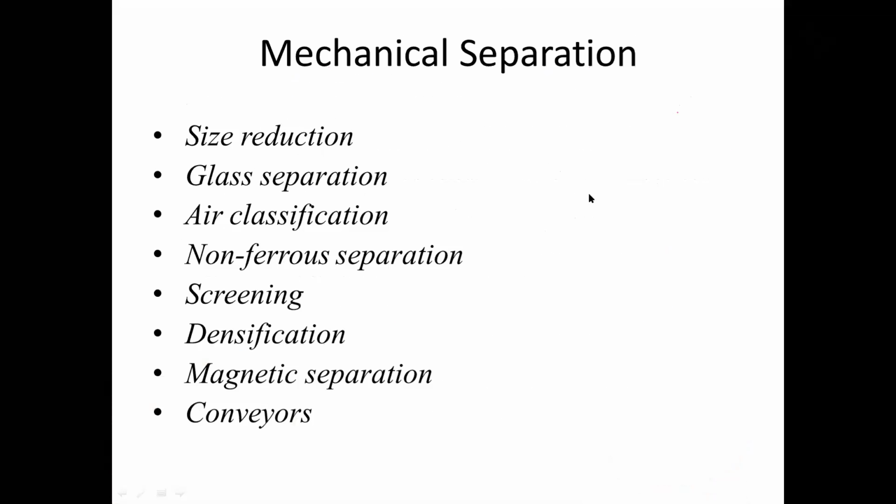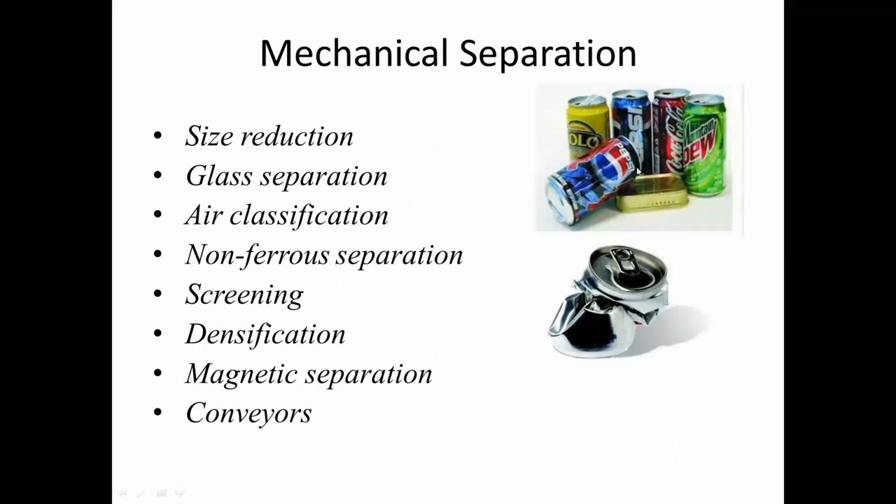Then you have mechanical separation. Mechanical separation involves size reduction, where you are reducing the size. Then you have glass separation, air classification, and non-ferrous separation. Of course, magnetic separation is there. Instead of magnetic separation, what you are doing here is non-ferrous separation. Then you have screening depending upon the dimension. Then you have densification, where you pack the waste into a compacted form by compressing. Then you have a magnetic separator, where you remove all the metals. Then you have conveyors, which are used to transport the waste collected with the different processes.